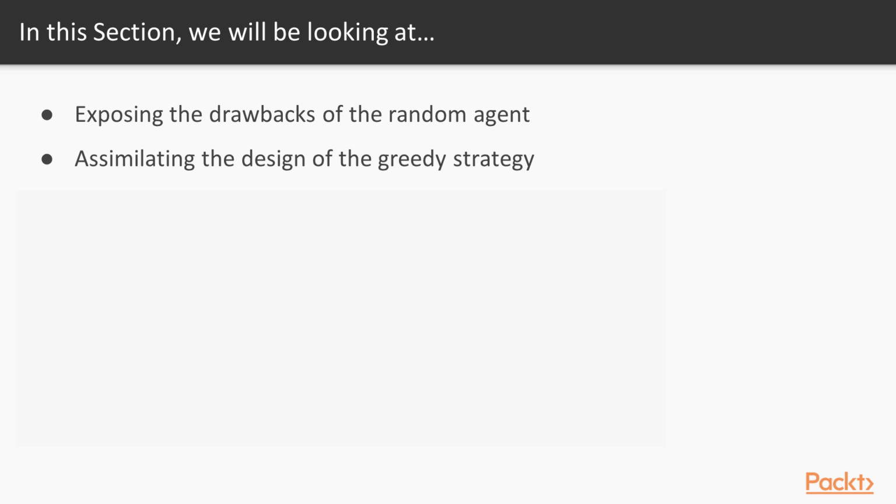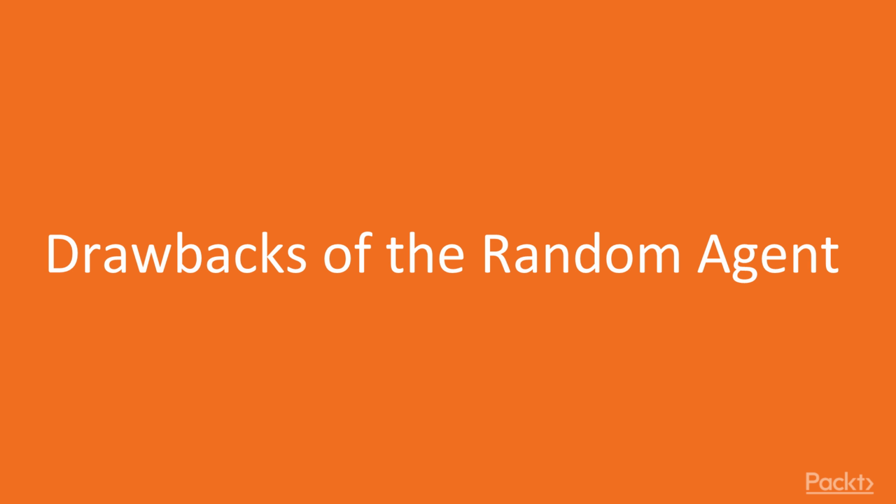The plan for this video is as follows. 1. Expose the drawbacks of the random agent. 2. Assimilate the design of the grid strategy. And 3. Implement the grid agent in Python. It sounds like a plan. Let's start discussing the drawbacks of the random agent.